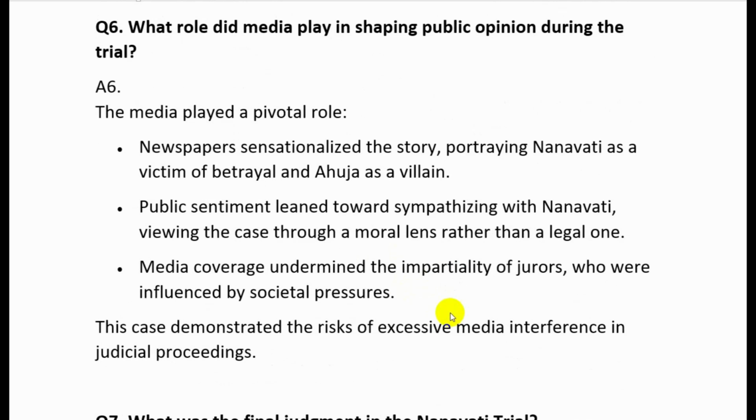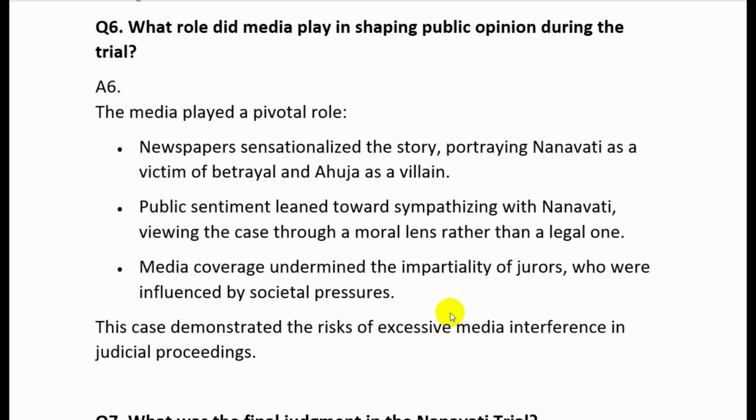What role did media play in shaping public opinion during the trial? The media, we just have to understand this. We don't need to remember this. This may come for a longer text also, in a long question answer format, or even in a very short format or short note. But the more we read, the more we understand, the better it is, the more we can write about it. The media played a pivotal role.